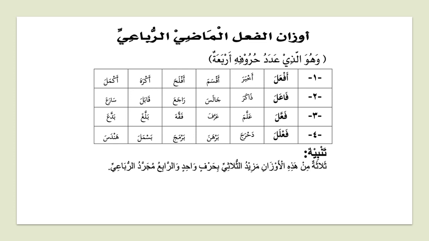فعلل. فعلل, you have دحرج, is to roll. برهن is to provide evidence or prove something. برمج is to program.